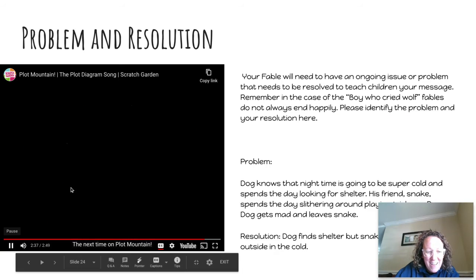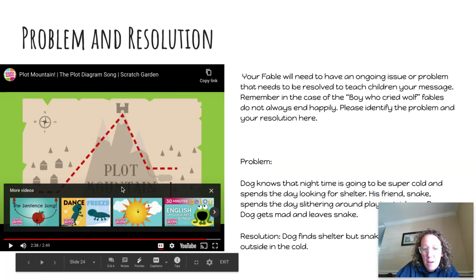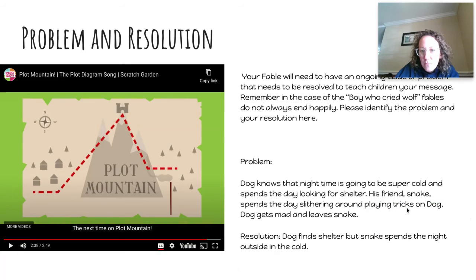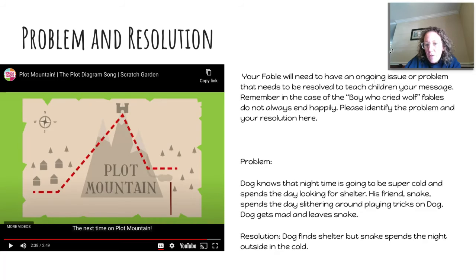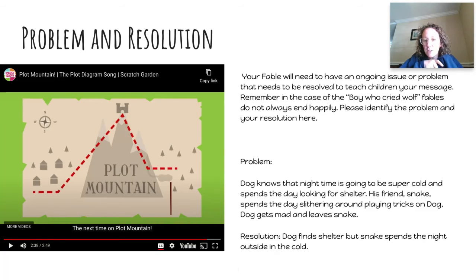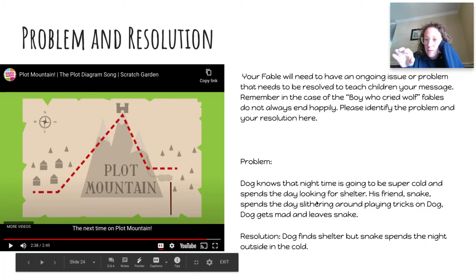All right. So here we got to talk about the different pieces that make up Plot Mountain. We already have our introduction, right? Right now what we're going to work on is our problem and resolution. So up here it said your fable will have to have an ongoing issue or problem that needs to be resolved to teach children your message. Remember, in the case of the boy who cried wolf, fables do not always have to have a happy ending. You're going to identify the problem and resolution here. I already typed it because when I start to try to type while filming, it gets very glitchy. But on your slide deck, this is going to be blank.